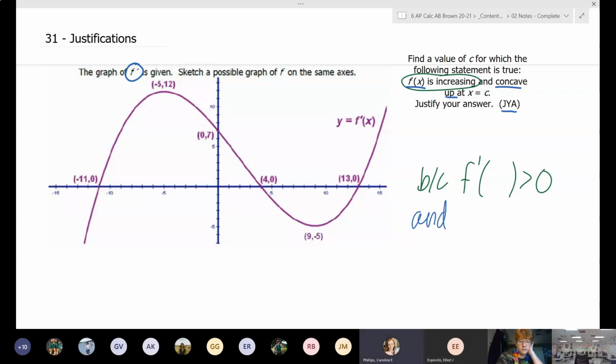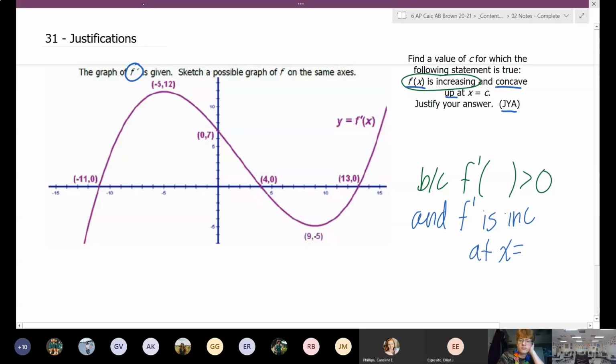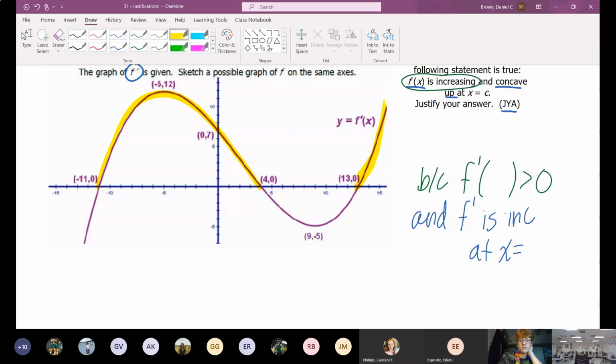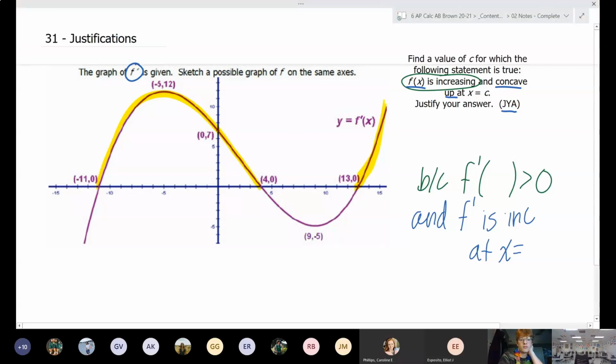Increasing. So I'm going to go ahead and fill in my justification. F prime is increasing at, and then we're going to find the C value. If I'm looking at this graph, I'm going to look for a piece of the graph that is positive. So here's the positive derivative. I know my function would be increasing over those intervals, but I also want to look for the intervals where f prime is increasing. That's where it would be concave up.